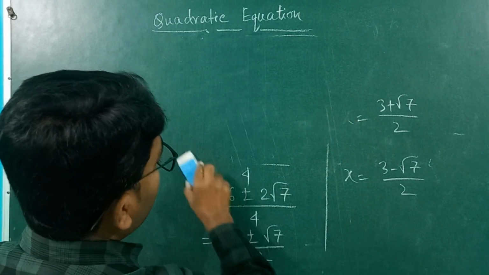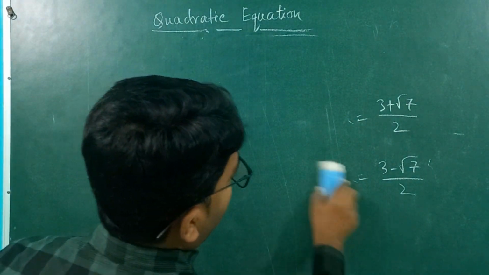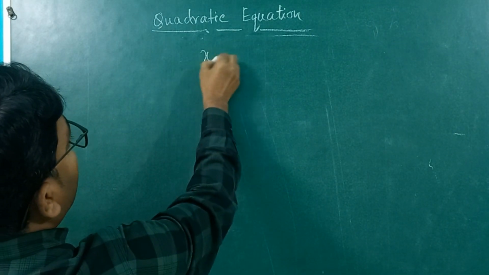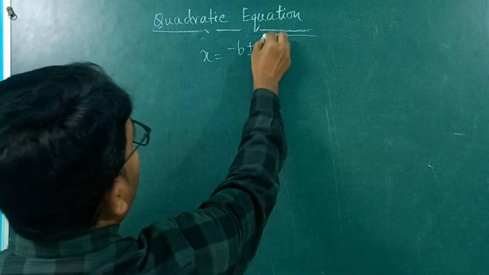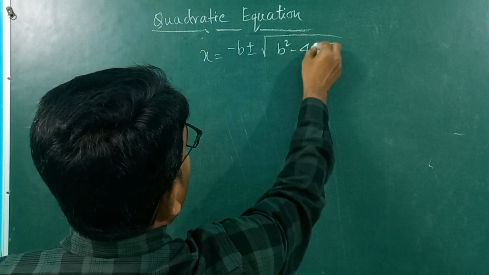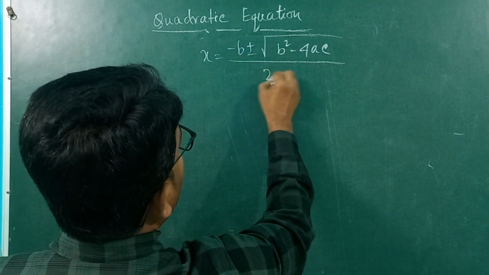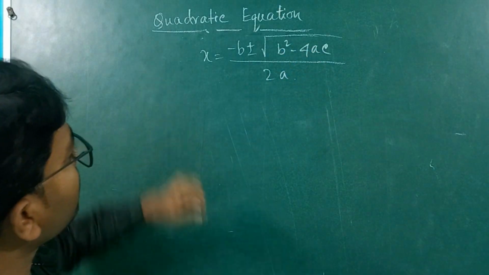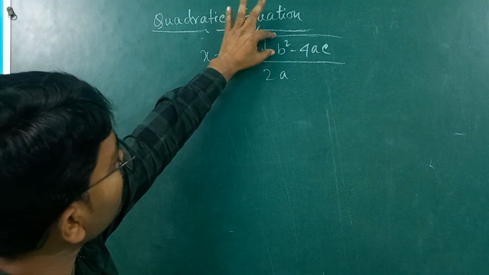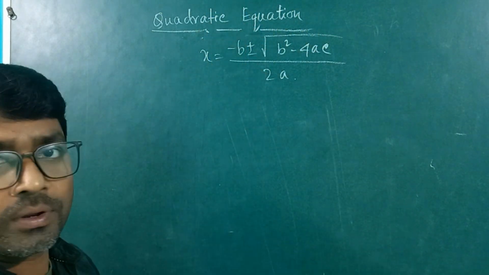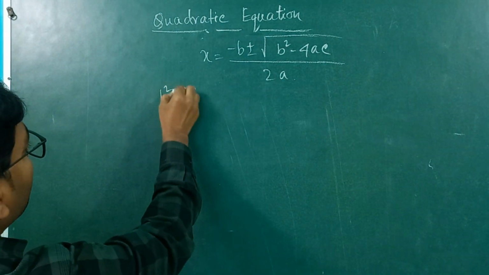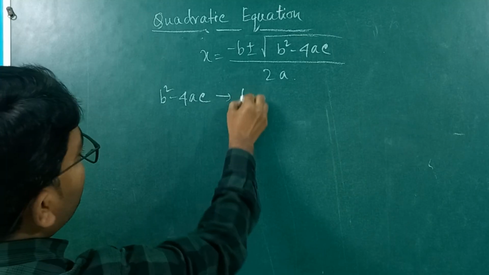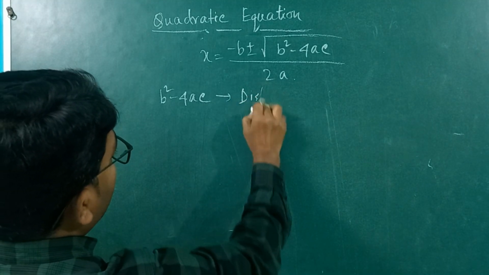Now, x equal to minus b plus minus root over b square minus 4ac by 2a. In this solution, the most important part is b square minus 4ac. This one is called the discriminant of the equation. Discriminant.